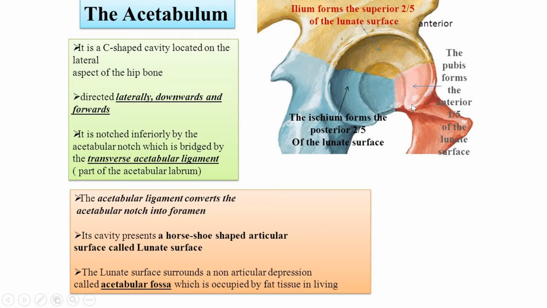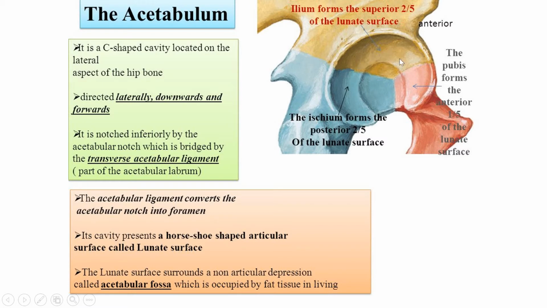Then this acetabular margin is deficient inferiorly. Here you can see it is deficient inferiorly, and at this inferior margin the acetabular margin has disappeared. So here a ligament called the transverse acetabular ligament spans or bridges between these two ends. Then you can see the floor of the acetabulum. Here you can see three different colors.